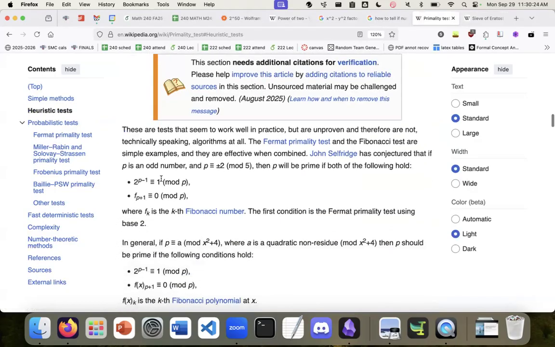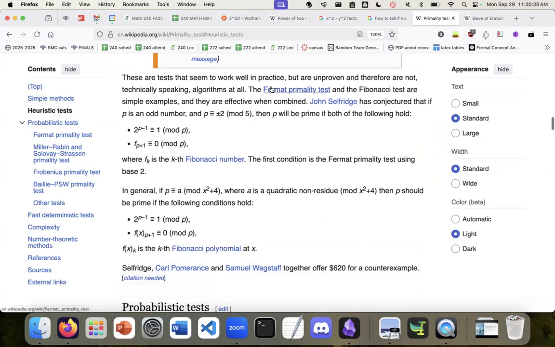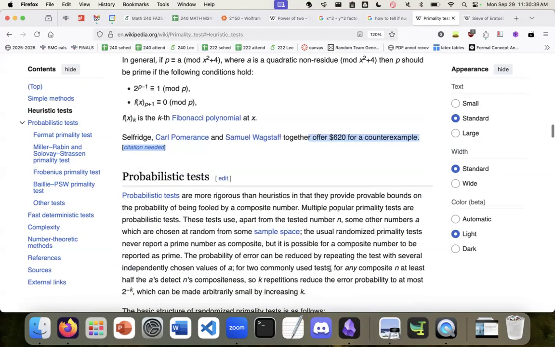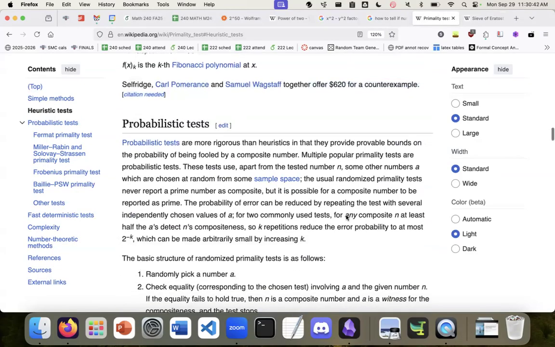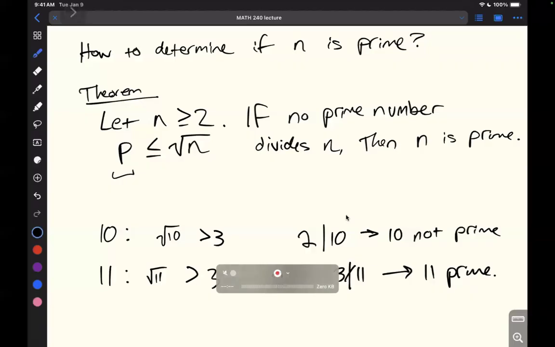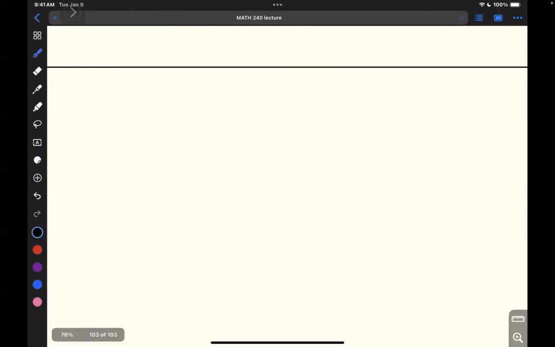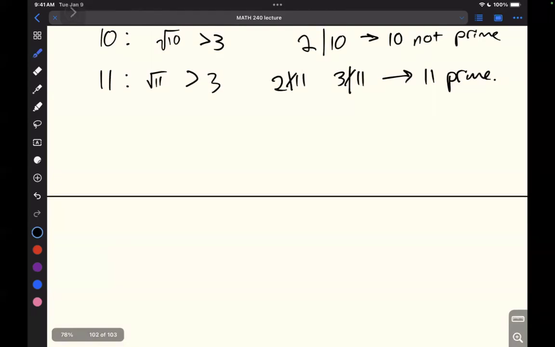There are other ways to do this as well. Fermat primality test, Fibonacci test. You could win $620 if you can disprove this equation, probabilistic tests, and so on. So this is just one, because you're right, this is not great, but it works. So that's a way to find that a number is prime or that it isn't prime.